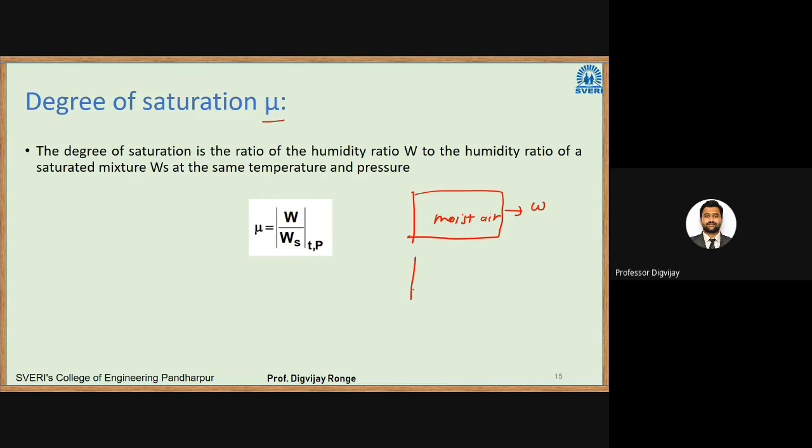Then if you take the other case of the same mixture where air is saturated, so saturated air, in that case, if you take the humidity ratio, again the mass of water vapor to mass of the dry air, that will be Ws. If you take the ratio of these two, W divided by Ws, that is nothing but the degree of saturation. Okay, simple definition. So degree of saturation is the ratio of humidity ratio W to the humidity ratio of saturated mixture Ws at the same temperature and pressure. So this is given by mu is equal to W divided by Ws at the same temperature and pressure.